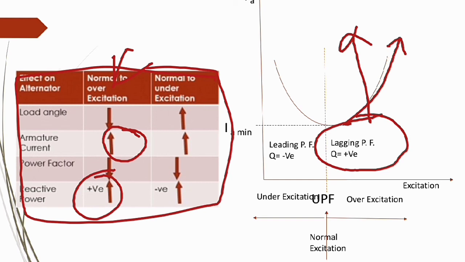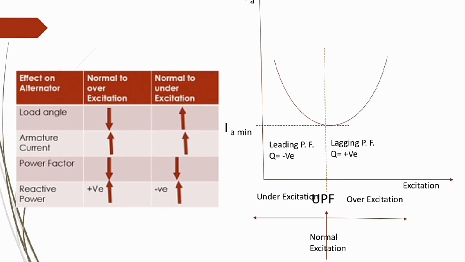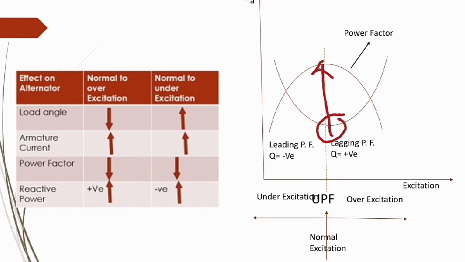The next one is the inverted V curve. The inverted V curve is the curve made between power factor and excitation. It is called the inverted V curve because it is just the inversion of the V curve, or you can say the mirror image of the V curve. When we get the least armature current, we get the unity power factor.